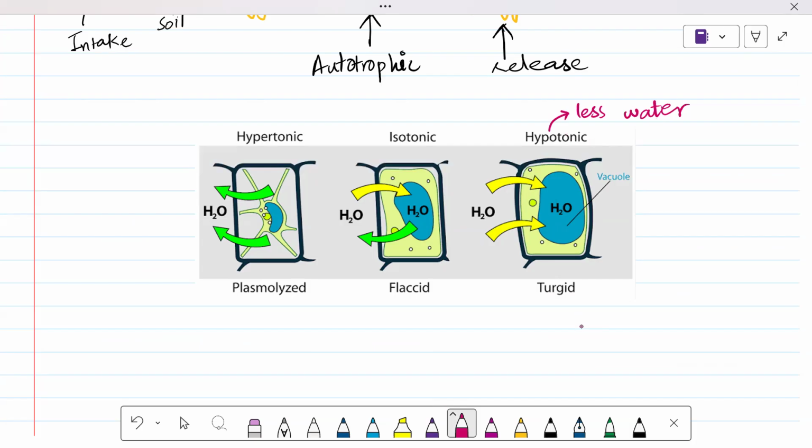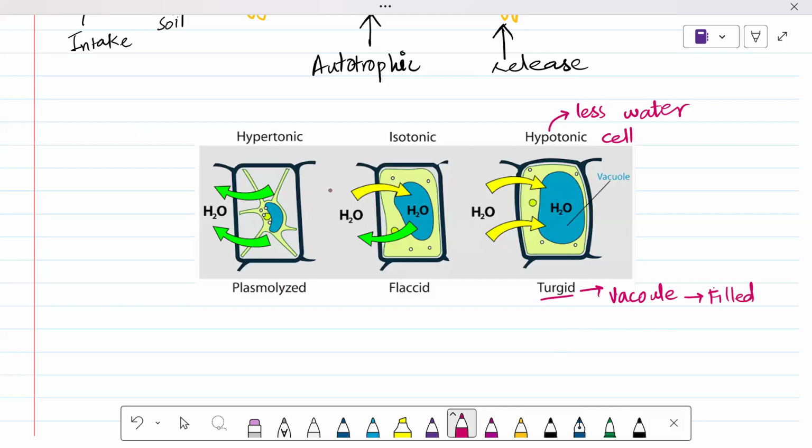So always, you see, if they mention hypotonic cell, it means the cell has less water. So what will be the movement? Obviously, water will move from outside to the inside. Clear? From outside to the inside, and the cell will become turgid, because the vacuole will be filled.